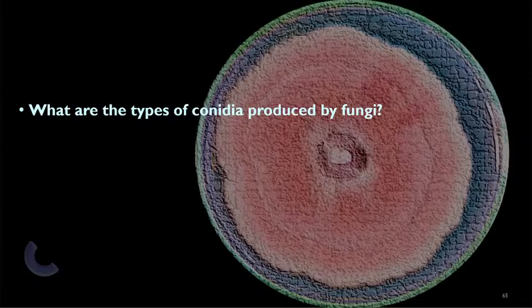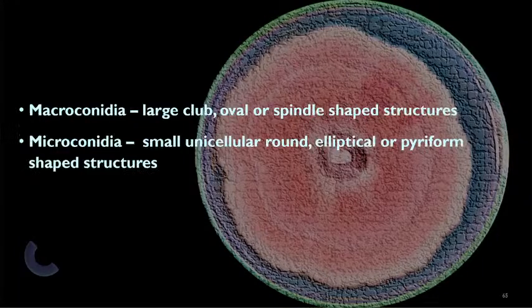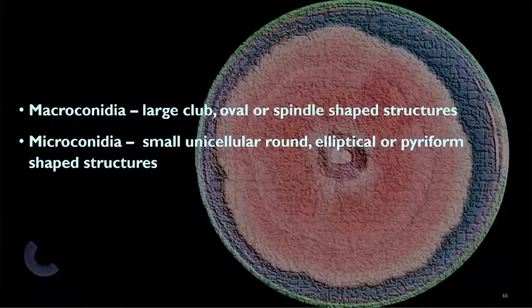All right. Now, what are the two types of conidia that produce fungi? We have macroconidia and microconidia. You've seen what it looks like earlier, right? So macroconidia could be a large oval or a spindle-shaped structure, like what we've seen earlier. A microconidia is a small unicellular, round, elliptical, or pyriform structure.